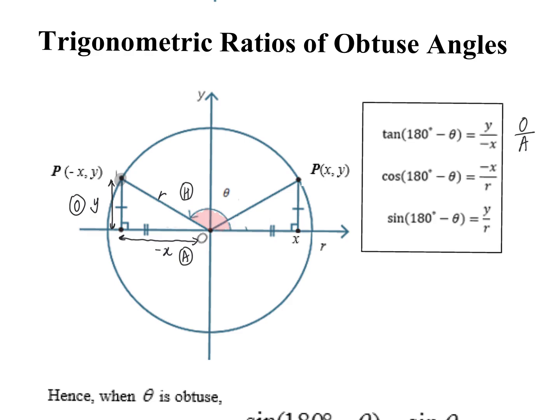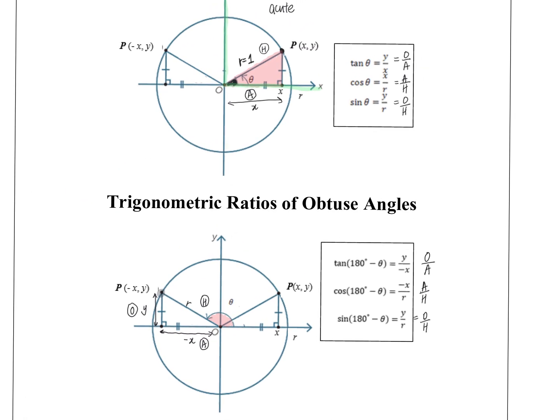Okay, and then cosine is A over H. So my ratio becomes minus X over R. So again, the ratio is negative now. Then my very last one is sine, which is O over H. Can you see that the ratio is Y over R? So it's positive. So I want you to make a good correlation between the acute ones and the obtuse ones.